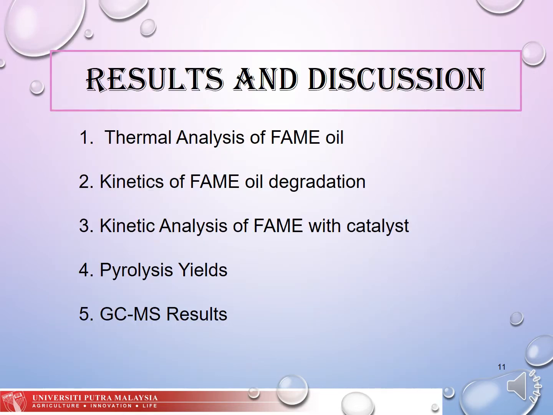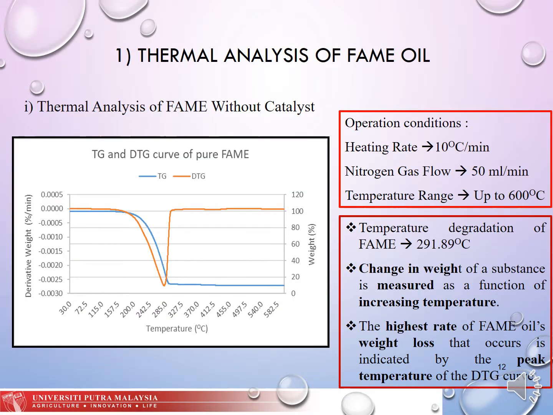Moving on to my results and discussion, my first discussion is about the thermal analysis of FAME. There are two types of tests on thermal analysis of FAME, which are with catalyst and without catalyst. These are the results of thermal analysis of FAME without catalyst. These are the operating conditions used: a heating rate of 10 degrees Celsius per minute and temperature up to 600 degrees Celsius. As you can see, the degradation temperature of FAME without catalyst was 291 degrees Celsius. This peak is determined by the highest rate of FAME's oil weight loss.